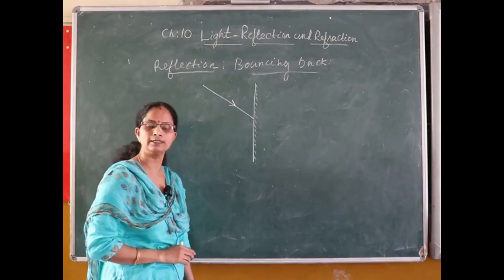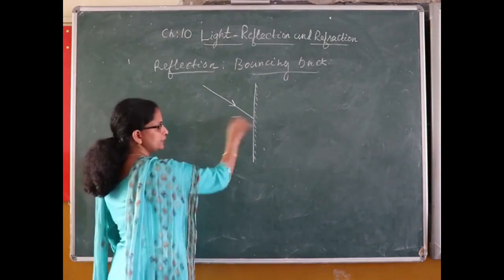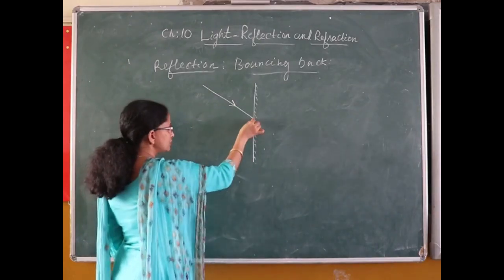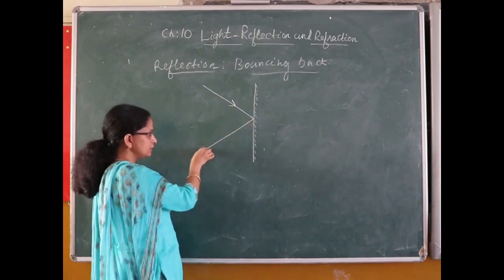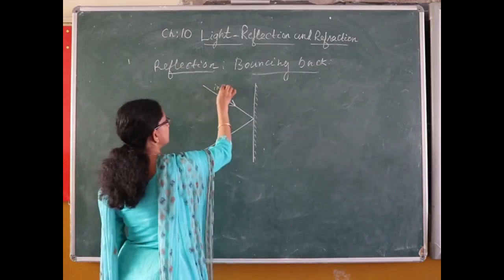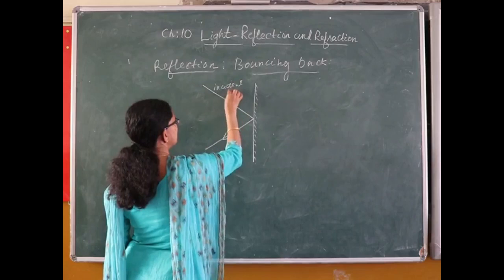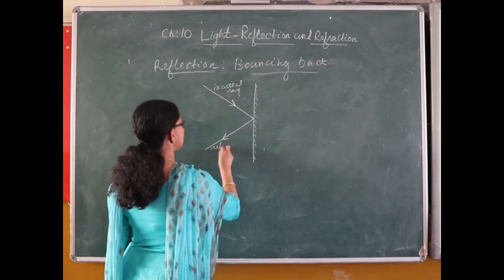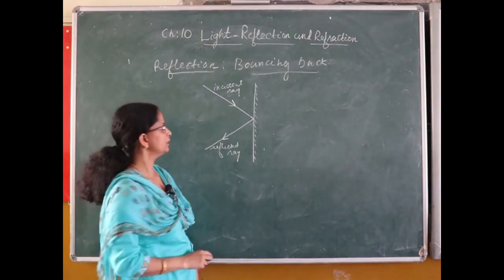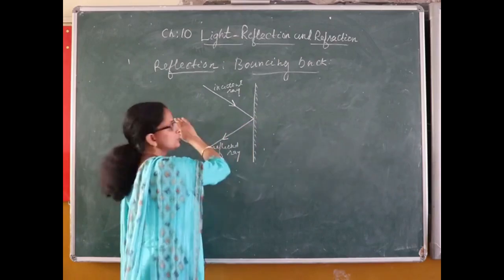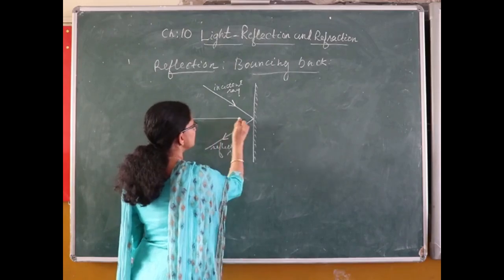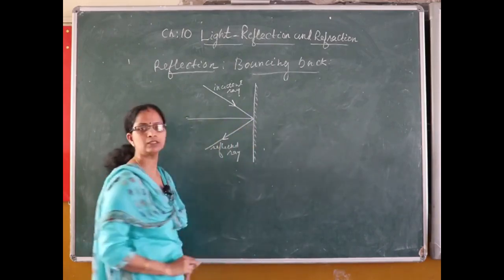the ray which is striking the mirror is known as an incident ray. After striking, it bounces back, it gets reflected back, and the ray that is coming back after striking the mirror is known as a reflected ray. So this is the incident ray and this is the reflected ray. If we draw a straight line perpendicular to the surface, that is known as the normal. This is the normal to the surface.